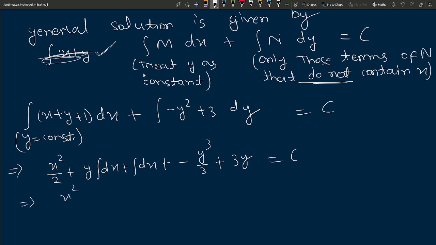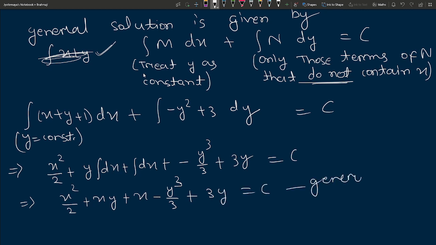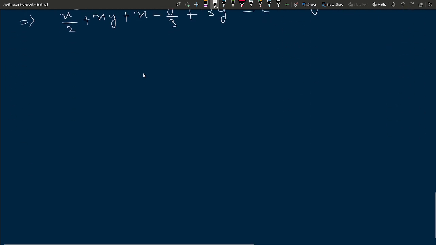So this implies x square by 2 plus integration dx, xy, plus integration dx, minus y cube by 3 plus 3y equal to c. Now this is your general solution. Understand? So now move to double I. This is your sin x into tan y. Let's do some difficult type of question. Yes, here is one.